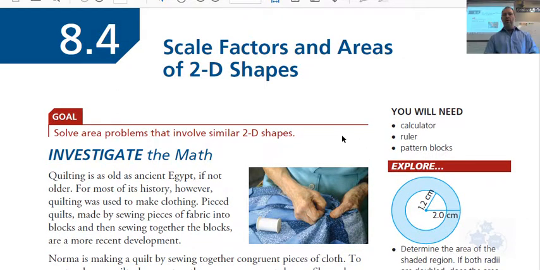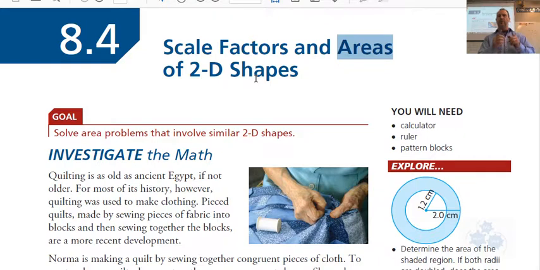So in section 8.4, Foundations of Math 20, we're talking about scale factors again, but we're going to talk about areas and other dimensions of two-dimensional shapes. So when we talk about scale factor, that scale factor is for dimensions of objects.